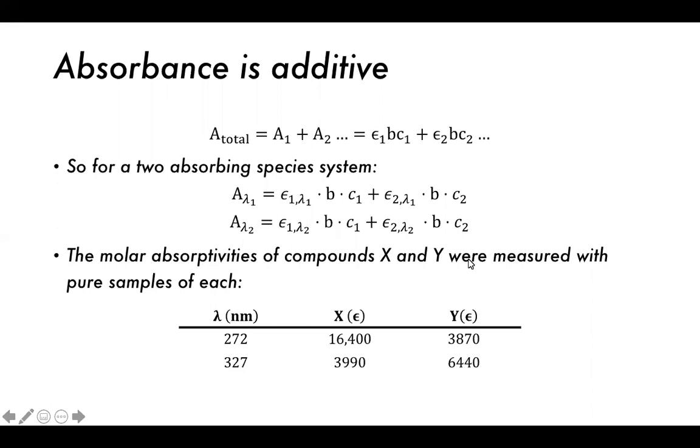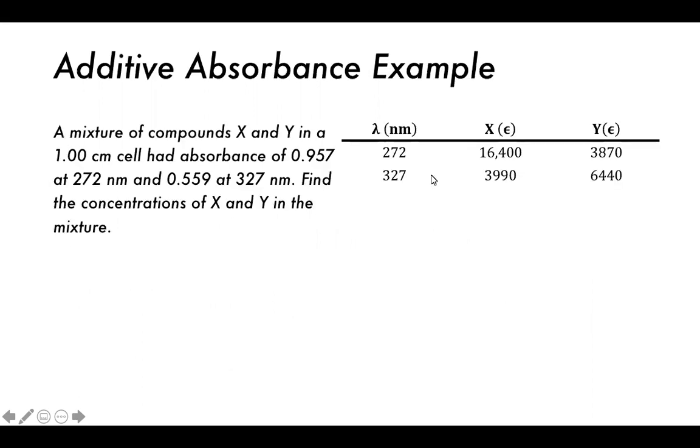So now we're going to try and solve these equations to determine the values of our system. We have this table of data, and a process by which we can calculate things. We're asked: a mixture of compounds X and Y in a 1 centimeter cell had absorbance of 0.957 at 272 nanometers and 0.559 at 327 nanometers, and we're asked to find the concentration of X and Y in our mixture.